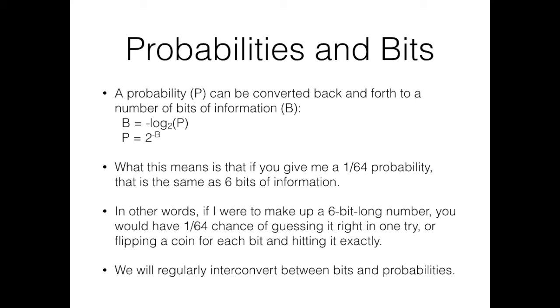So let's say that I were to make up a 6-bit number. You would have a 1 in 64 chance of guessing it right in one try, which is the same as having a 1 in 64 chance of flipping a fair coin and hitting the bit sequence exactly. So we will regularly convert between bits and probabilities.